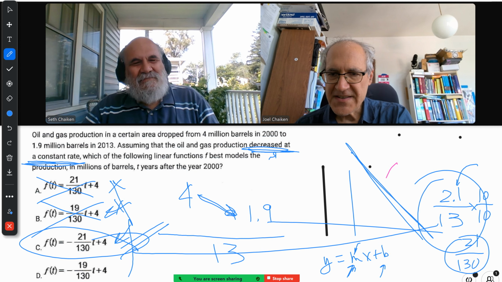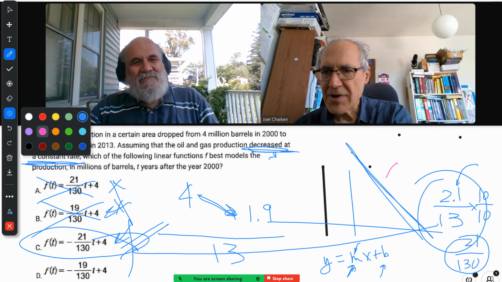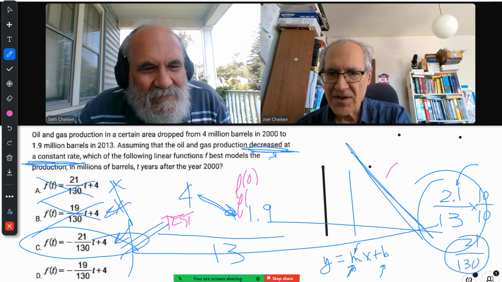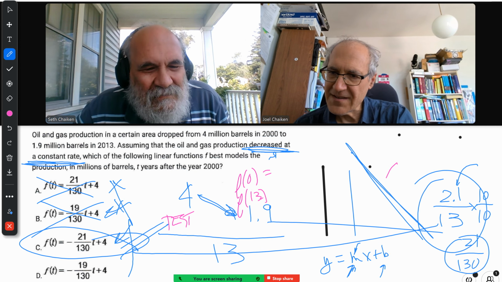Test these. Or change color. Probably the faster way to do this problem is to test. Test f of 0 and f of 13, and just calculate f of 0 and f of 13. F of 0 is easy. It's 4.